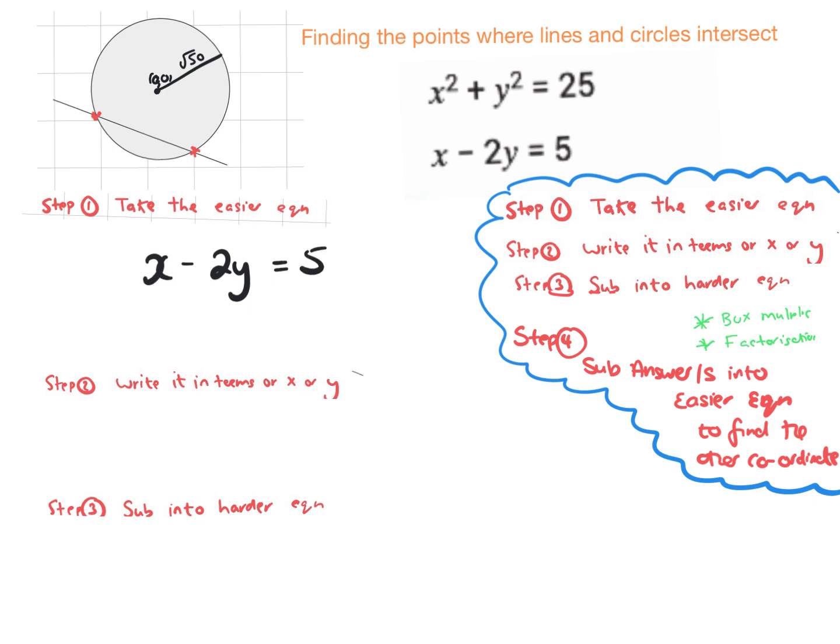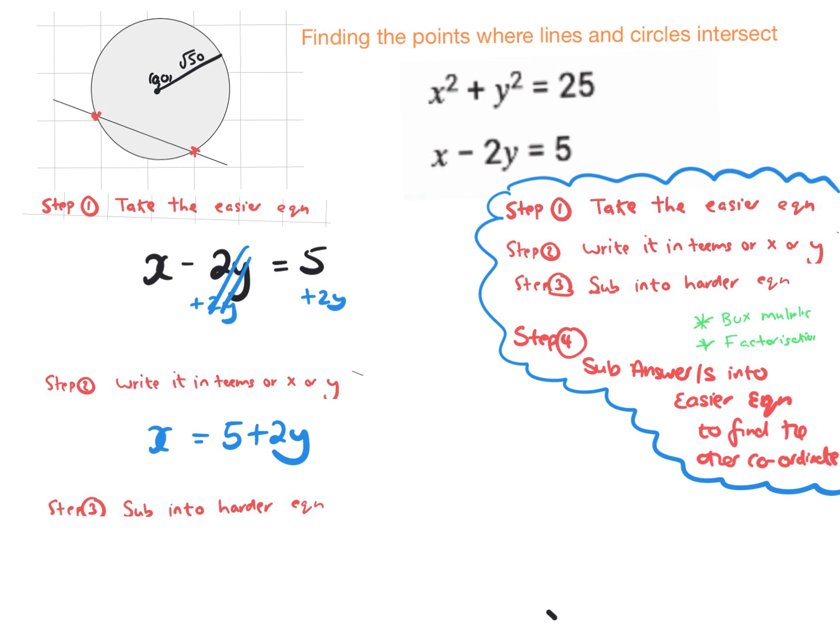And then it says write it in terms of x or y. That means I want x equals or I want y equals. So one of them is a little bit easier. It's probably easier to write x equals in this case, because I can add 2y on both sides and I just have x equals. So x is equal to 5 plus 2y. So that was the easier option this time. Sometimes it will be y, it just depends.